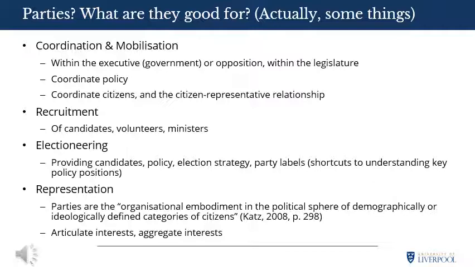Interest articulation is also a key representative function. All parties aim to represent the interests of various groups in society, either based on ideology or demographics or region. Some aim to represent a narrow range of people, so for example the Scottish National Party, like most nationalist parties, whilst others aim to represent many groups. You can think of, for example, Labour and the Conservatives.